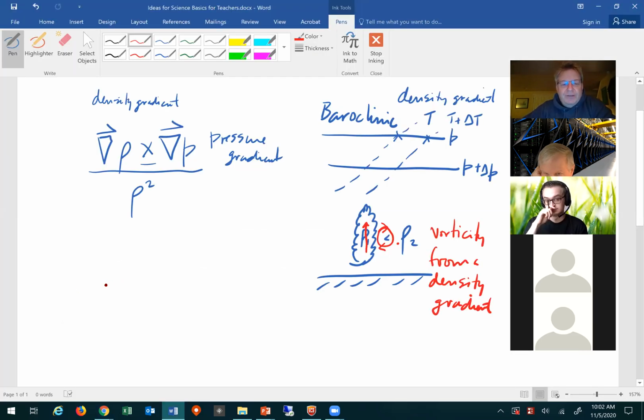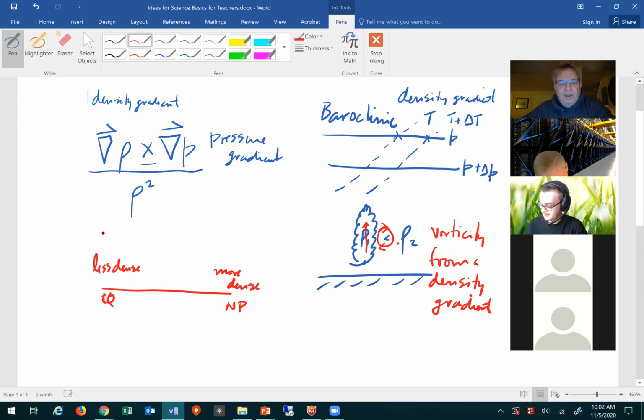So I could even think of it this way: here's the North Pole, here's the equator. There is a less dense, more dense, and what's the air going to want to do? Shear, density gradient, vorticity, circulation. Sea breeze, or anything.